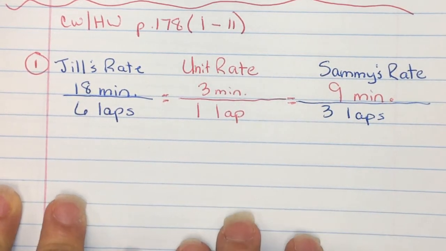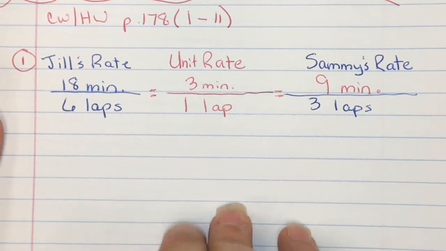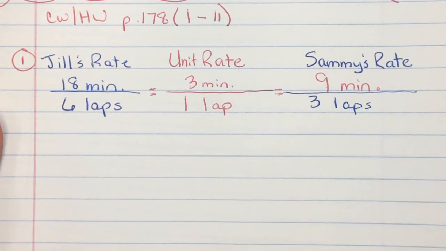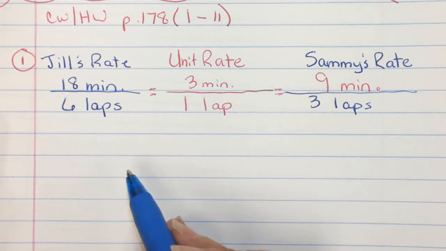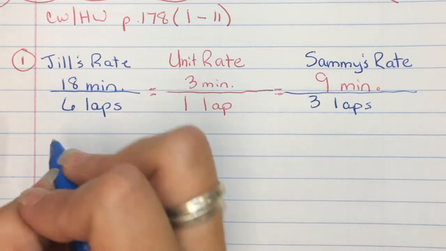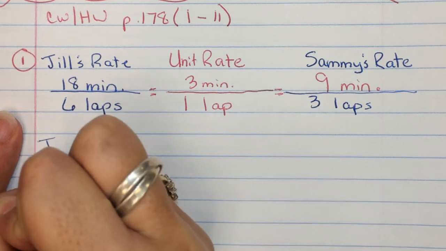Okay. So that is my kind of proportional model, or my math problem, as I'm going to call it. Okay. Now I'm going to draw my tape diagrams. That is what number 1 is wanting out of us. So here we go. Jill.